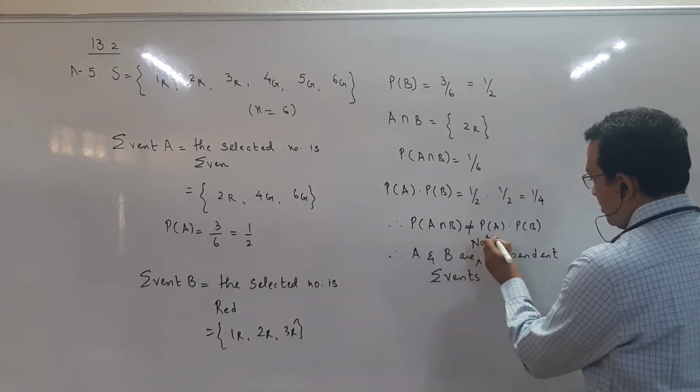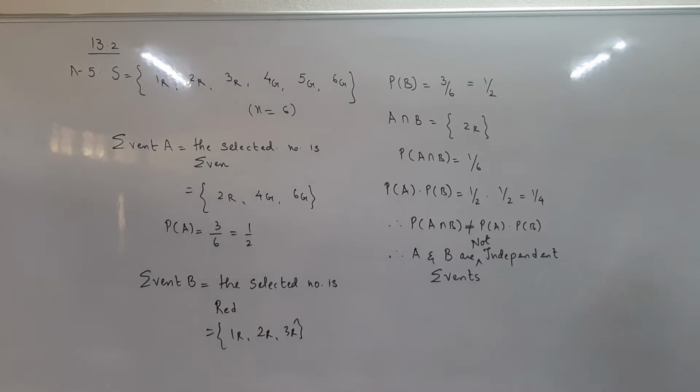Sorry, students, I should have written A and B are not independent events. Because for independent events, we should have P of A intersection B equal to P of A into P of B. So here, sorry, by mistake I wrote independent. It should be not independent.